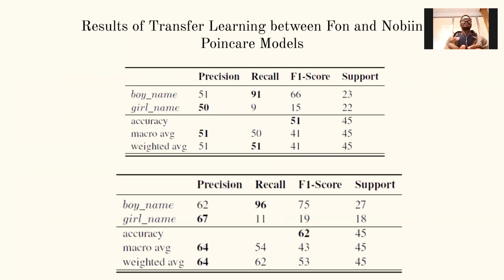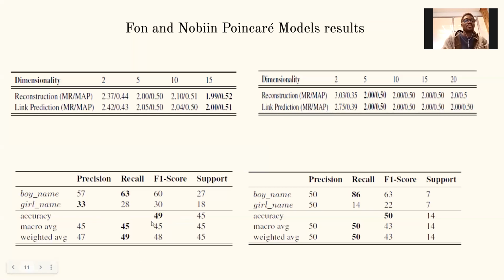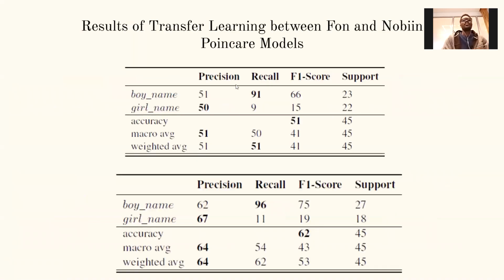And we can see that on the Nobiin data set, the Fon model has performed very well. Somehow, if we come back, we can see that it was only able to predict to have a recall of 63, so not so much high accuracy. But here, it was able to predict much better. Same thing for the Nobiin model on the Fon dataset, but unfortunately, while the number of well classified boys' names was increasing, the one for the girls' names was decreasing.